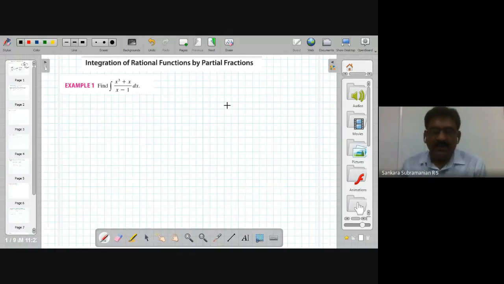This is a division method. Since the degree is high compared to the degree of the denominator, I can go for a division method. We know about the division method, it might have been studied in your schools. So x cubed plus x should be divided by x minus 1.